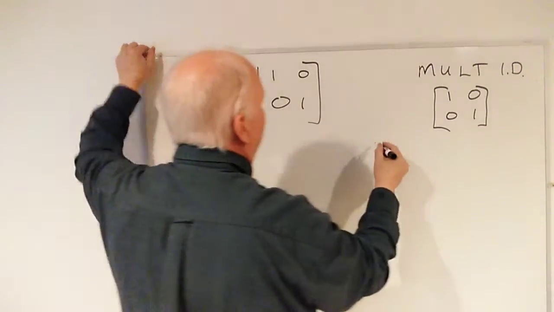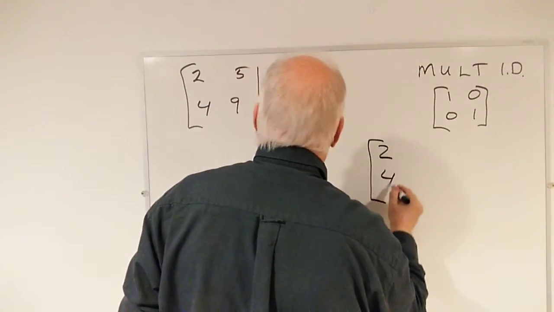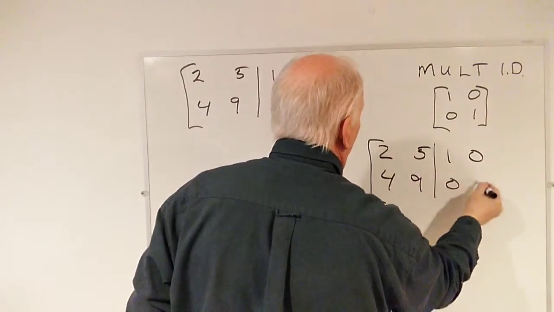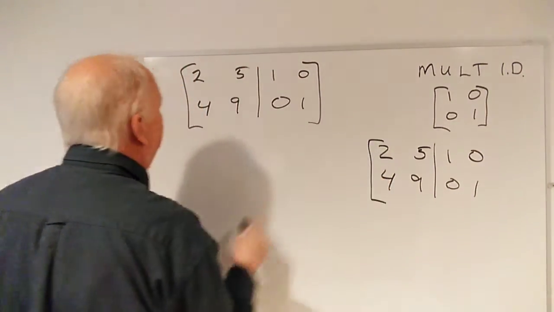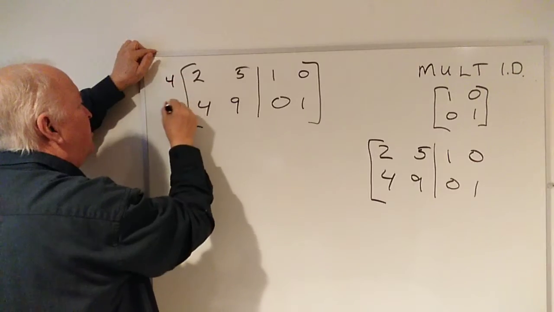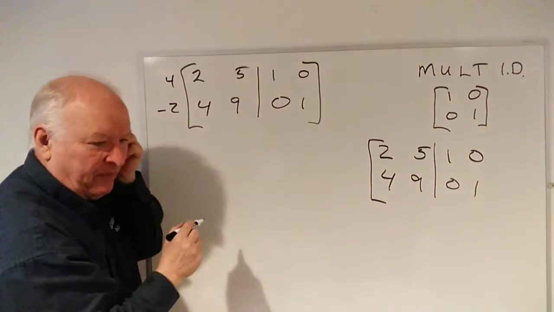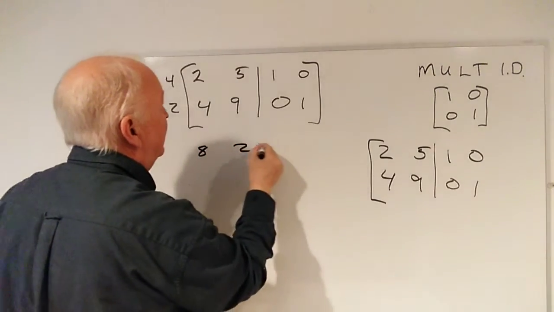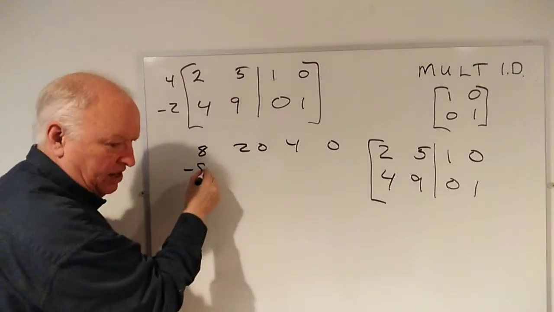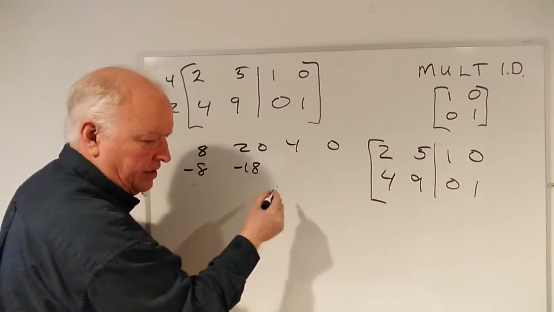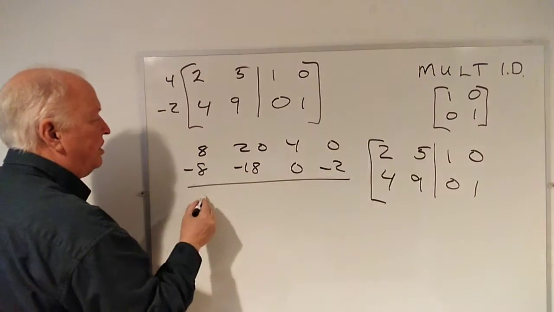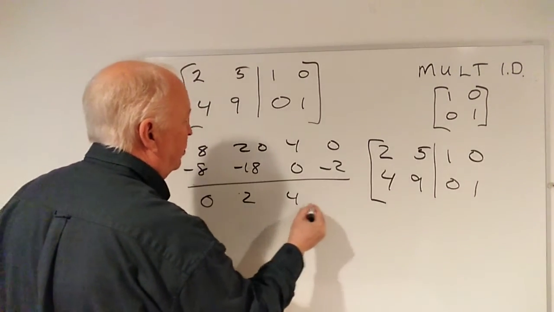I'll keep a working matrix over here. The first thing we want to get is a 0 in this position. So let's switch the 4 and the 2, make one negative, and we'll multiply them. And we'll get 8, 20, 4, and 0. And when I multiply, I get -8, -18, 0, and -2. Add them together, 0, 2, 4, -2.